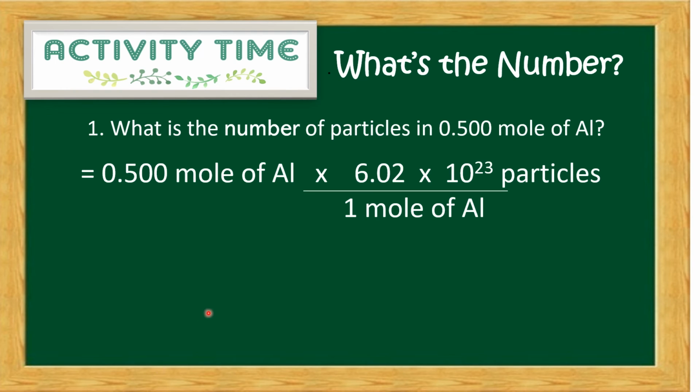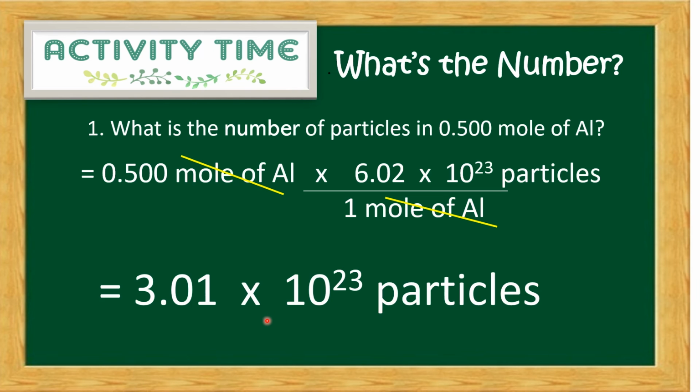Okay, for our solution, first thing is to write your given, then multiply it by the conversion factor, then cancel out common units, and then you can proceed with multiplying 0.500 to 6.02 times 10 raised to the 23rd power particles. And the answer would be 3.01 times 10 raised to the 23rd particles. I hope you got this all correct.